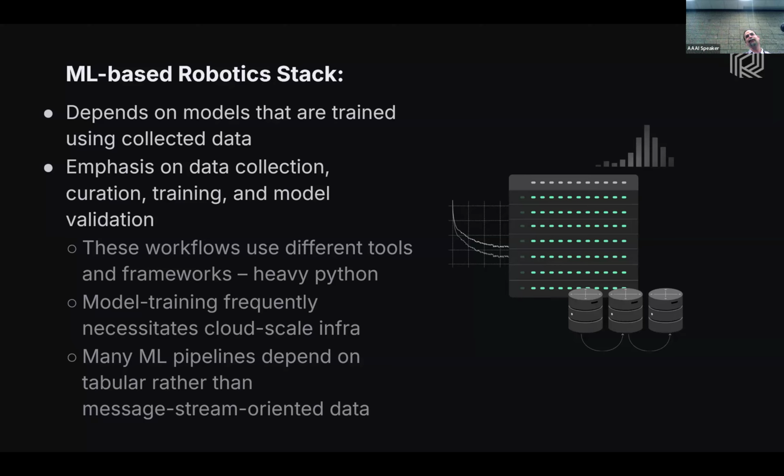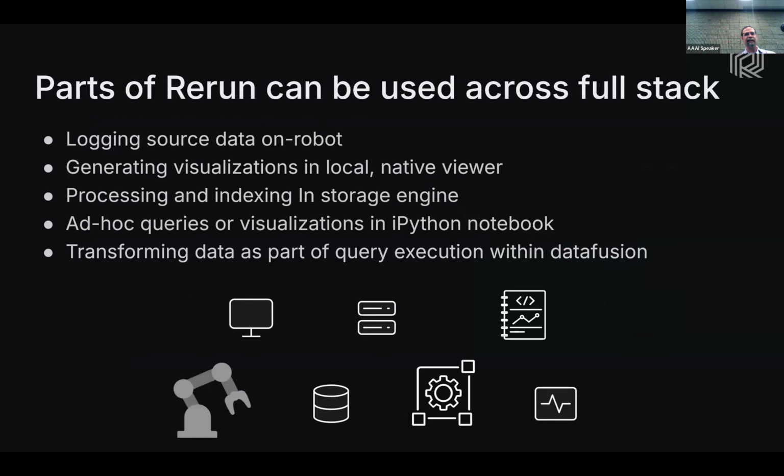It's not on your robot or in your lab anymore. It's in a cloud somewhere, in this aspect of, oh, we can access that data remotely. I want to view it in a browser context where these remote access things make sense. Just kind of help with that in general. And lastly, many of these ML pipelines depend on data being structured in a tabular rather than message-stream-oriented format.